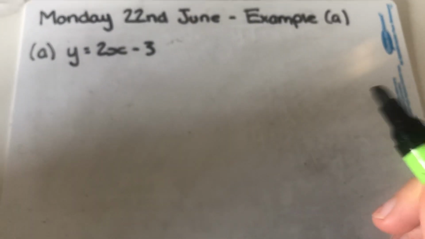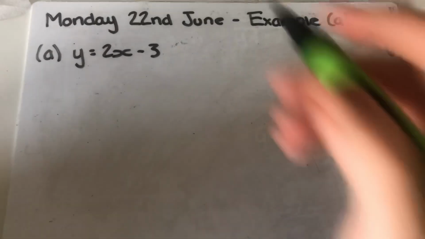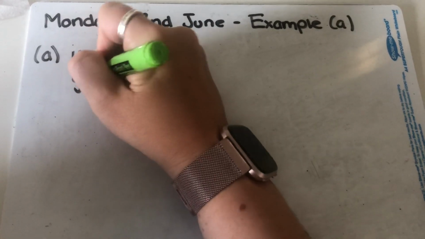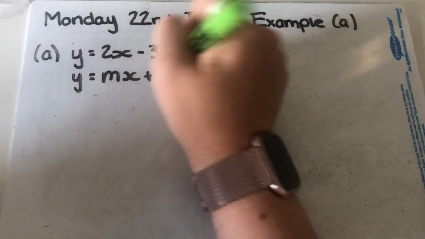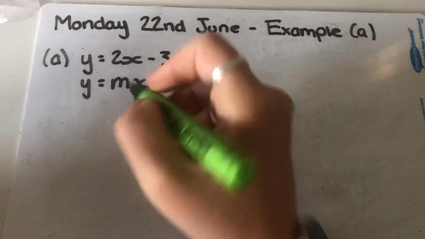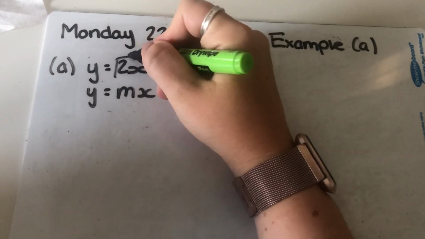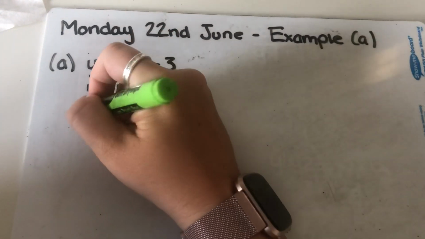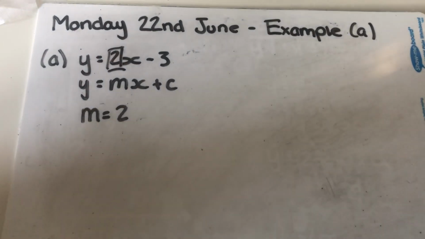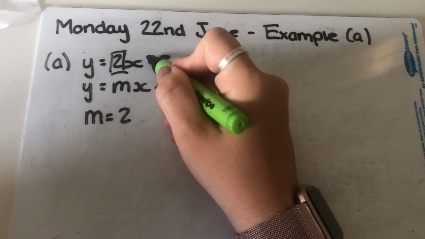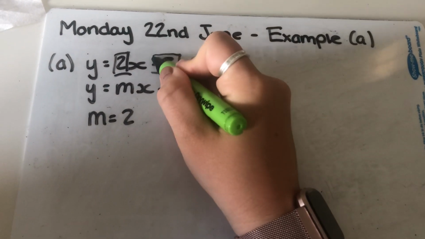First of all, always just check that it's in the right form. So it is in the form y is equal to mx plus c, which means we can just take our number in front of the x as our gradient. So we can say that m is equal to 2. And our number at the end, we've got negative 3.